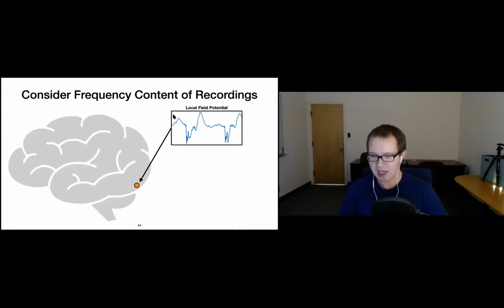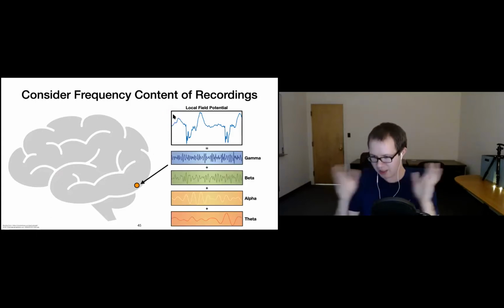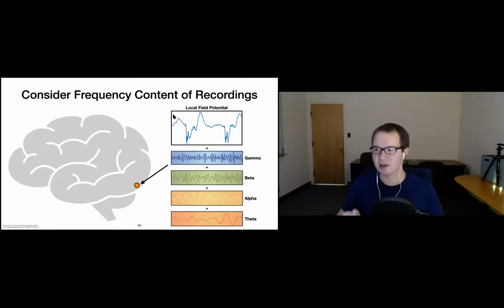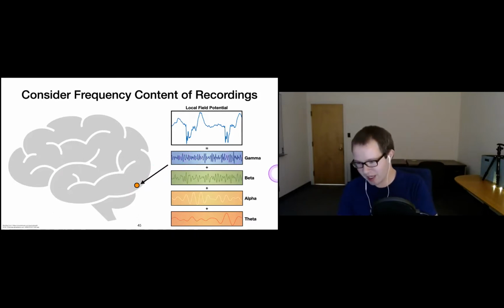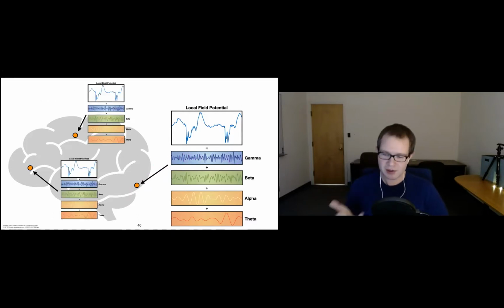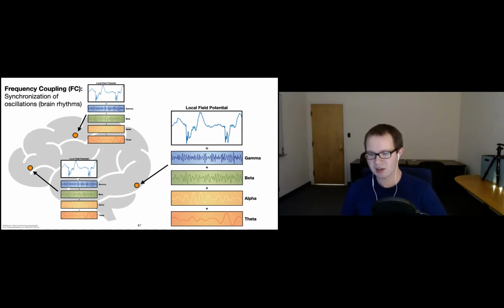What I do is I consider a recording from one side of the brain, just one part, one electrode. And you can decompose that recording into these frequencies. You can see, okay, how much low frequency activity do I have in the recording for this site? How much high frequency activity? And then you can consider other sites. And most interestingly, you can consider the synchronization of the rhythms between these sites. You can be asking questions like, how in sync are the gamma waves over here with the alpha waves over here? We'd call this frequency coupling.